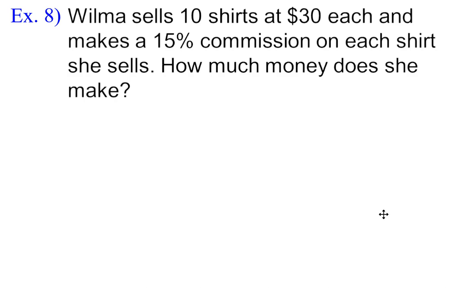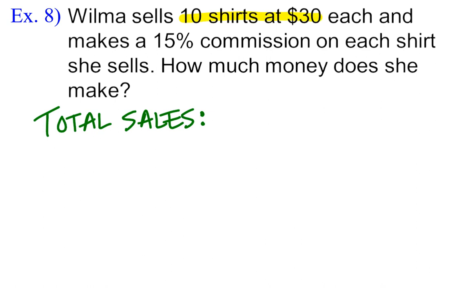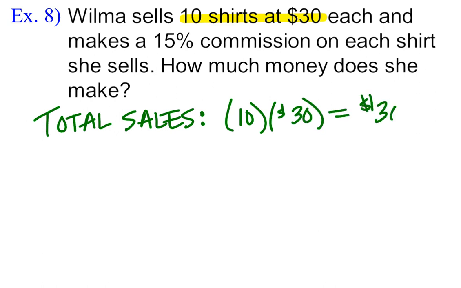So we'll take a look at this one example here about Wilma. She sells 10 shirts at $30 each and makes a 15% commission on each shirt that she sells. How much money does she make? Well, first of all, we have to figure out what was the total sales that she made, because she sold a lot, didn't she? Okay, we can see based on this story that she sold 10 shirts at $30 each. So let's take that 10 and multiply it times 30, and we know that her total sales was $300.